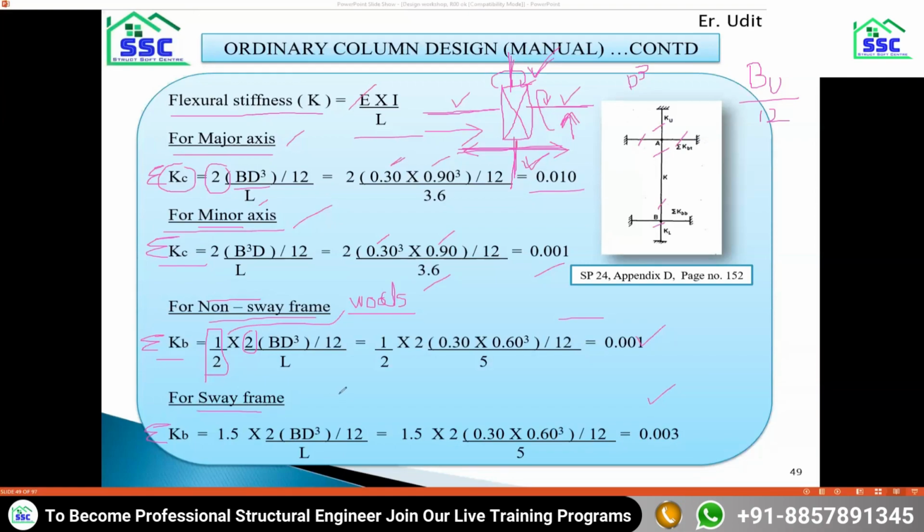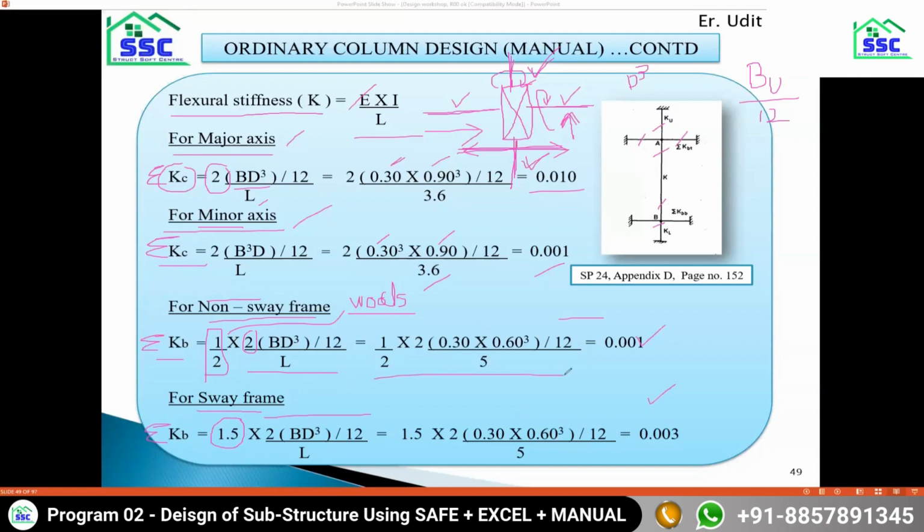So this 0.5 is for a non-sway frame. Similarly, if you have a sway frame, this 0.5 will be converted into 1.5. The rest of the part is same. It is still 2 into BD cube divided by 12 divided by the length of the beam. Then the calculation works out to be this, my summation KB for a beam in a non-sway frame, and this is my summation KB for a beam in a sway frame. Right now we have assumed our frame as non-sway.